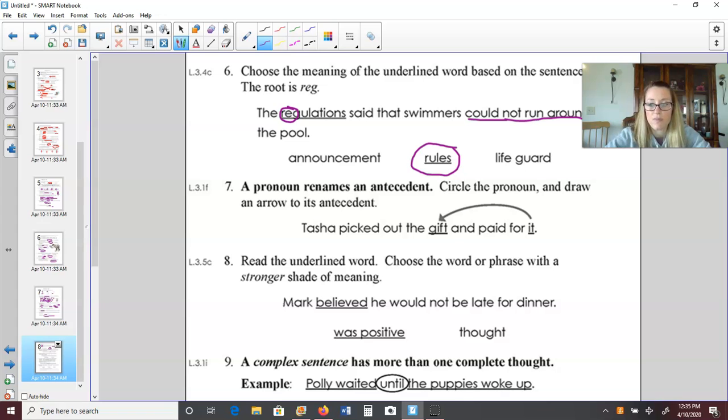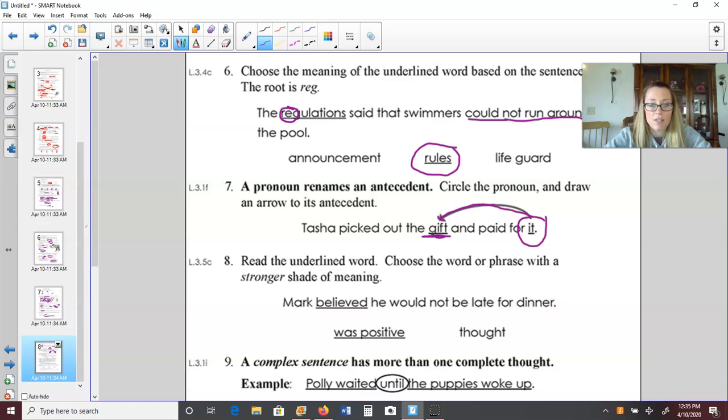All right, number 7, a pronoun renames an antecedent. Circle the pronoun and draw an arrow to its antecedent. So Tasha picked out the gift and paid for it. So what is our pronoun? Pronoun is replacing the name of a noun, it. So words like it and he, she, I, us, they, we, them, those are all pronouns. And when we say it, what are we talking about? Tasha picked out the gift and paid for the gift. So instead of saying the gift again, which is our antecedent, we replaced it with the pronoun it.